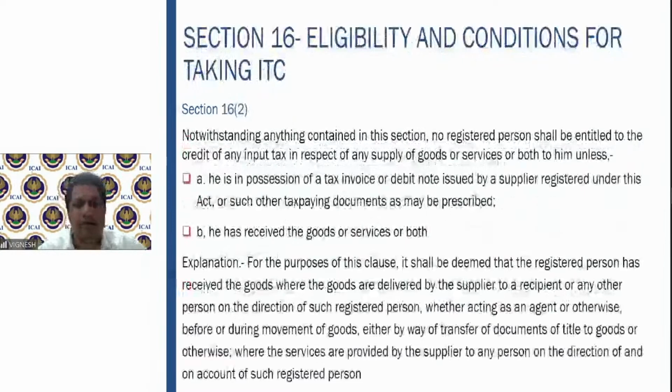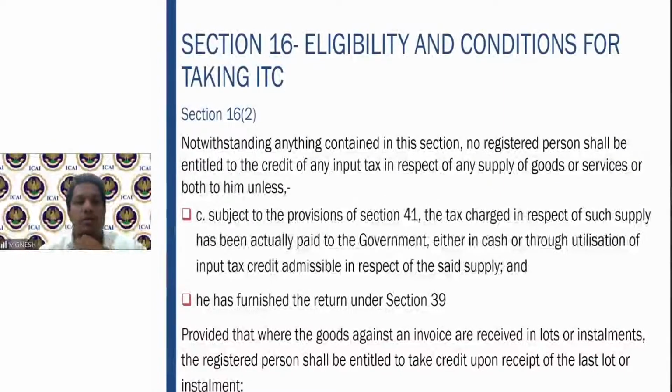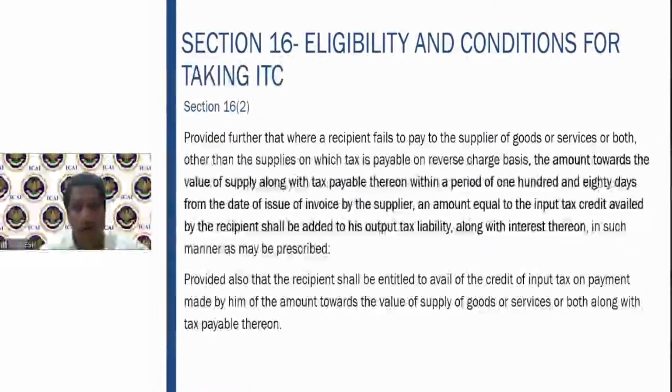Then Section 16(2): no registered person can claim the input tax credit unless he has a tax invoice in his hands and he has received the goods or services. So he should have a tax invoice, number 1. He should have received the goods or services, number 2. In these particular cases only can he claim the respective input tax credit. Also, the tax has to be paid to the government either through the cash ledger or through the utilization of credit, and you have to furnish the return. Whenever you are getting the goods in lots or installments, the credit can be available only on the receipt of the last lot or installment.